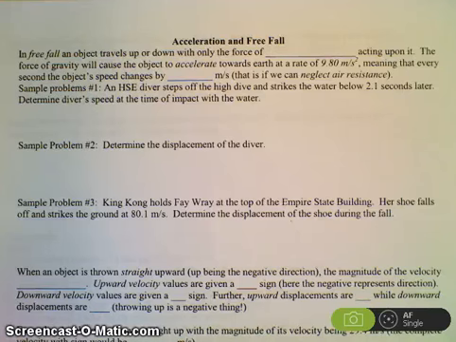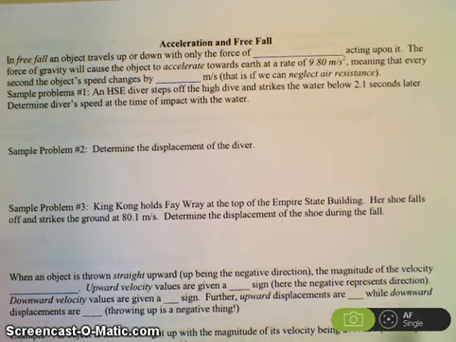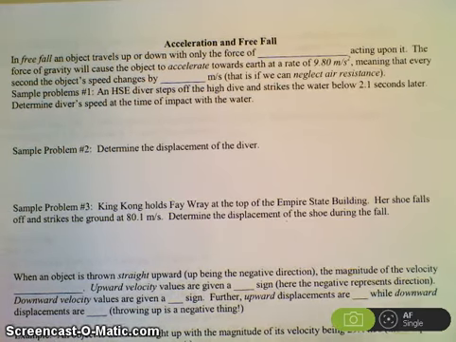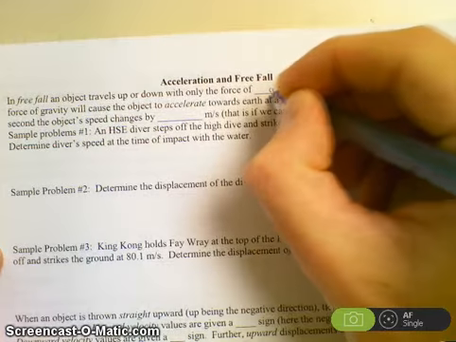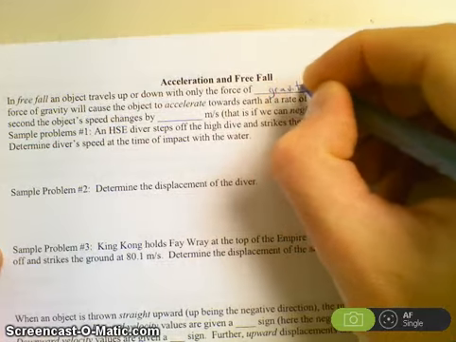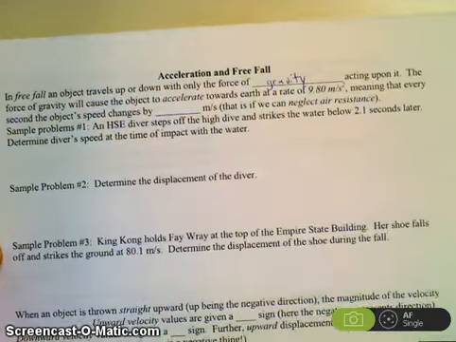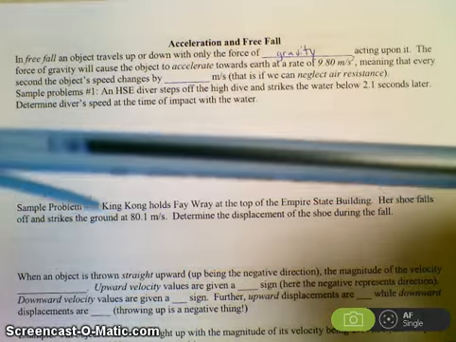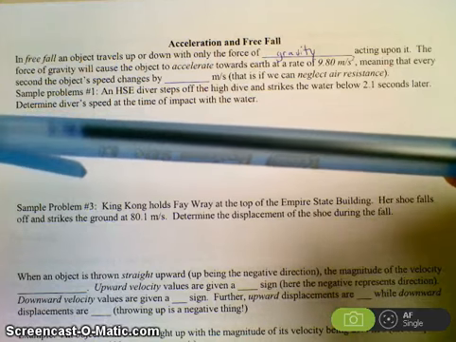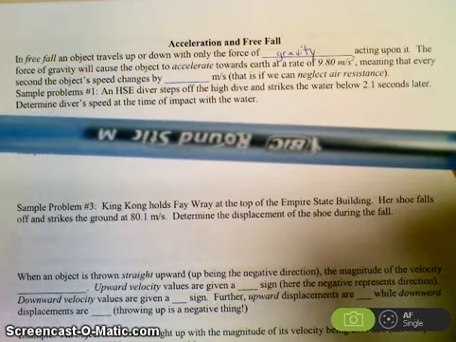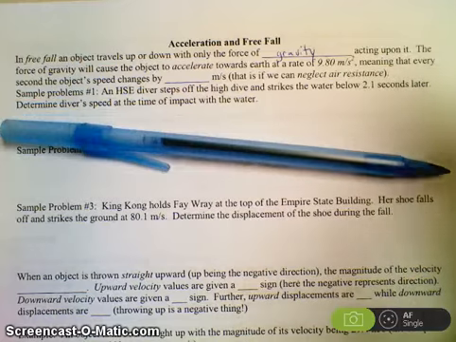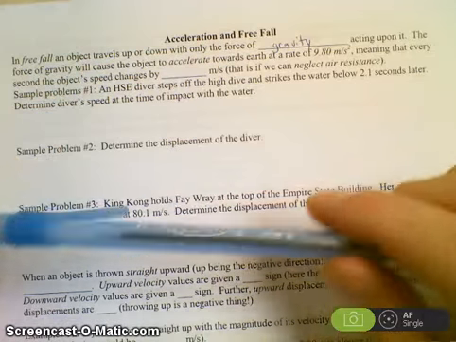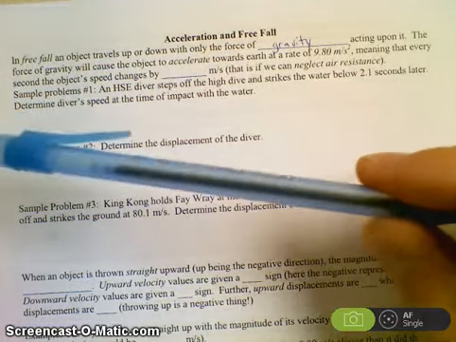Okay, today we're going to look at acceleration and free fall. Free fall, by definition, is when an object travels up or down with only the force of gravity acting on it. So for example, if you were to take your pen and drop it to the table, the moment you release it, it has a velocity of 0, and then it begins to accelerate downward to the ground.